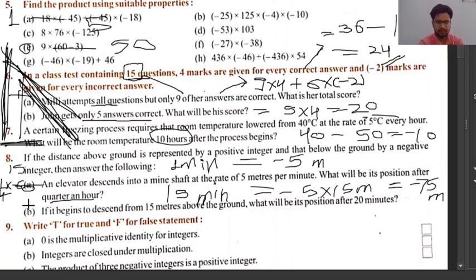Next, if it descends from 15 meters above the ground, what will be its position after 20 minutes? Okay, in 20 minutes what does it move? See, in 1 minute it moves 5, but in 20 minutes how much can it move? How much can it move? See here, in 20 minutes.